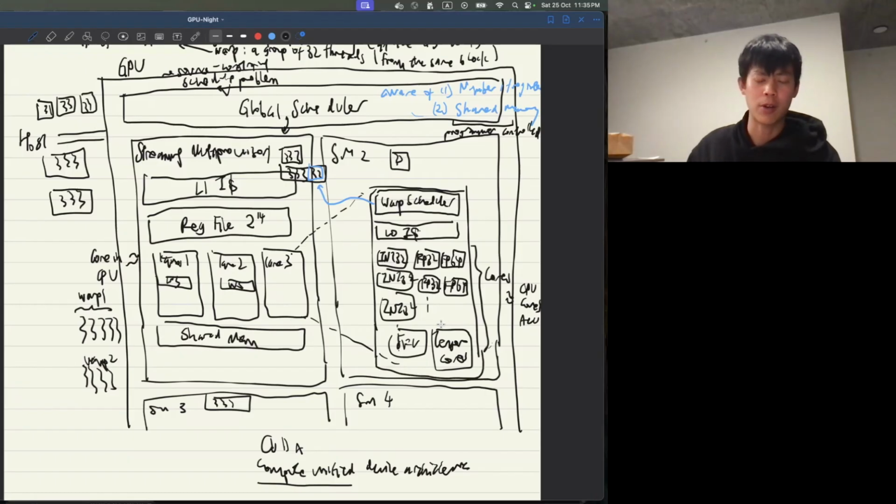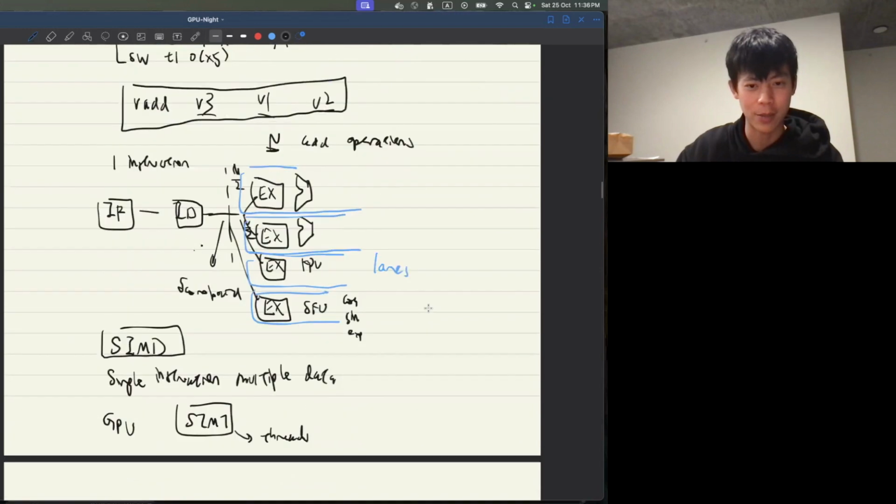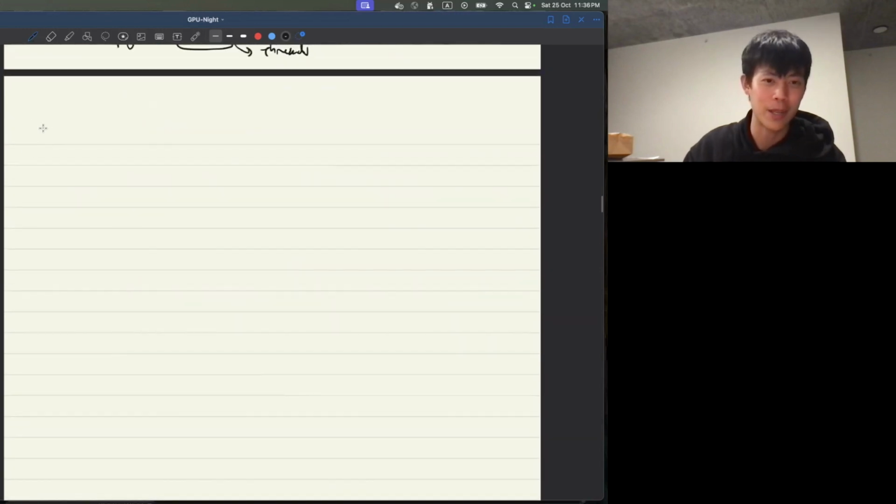What else do I want to talk about over here? Well, I want to talk a bit about the tensor core. So what is a tensor core? Let me just move on to this space. So what is a tensor core?